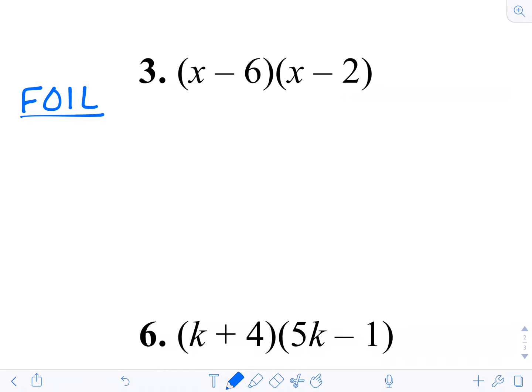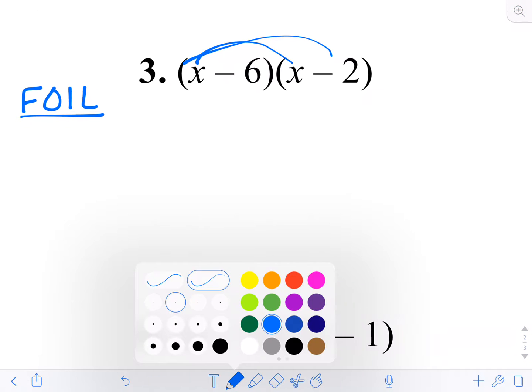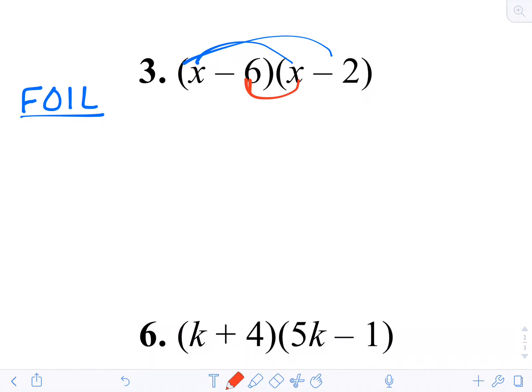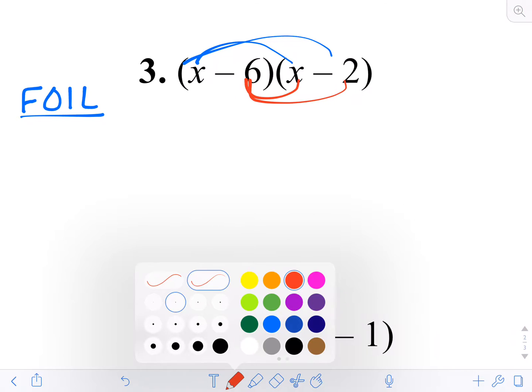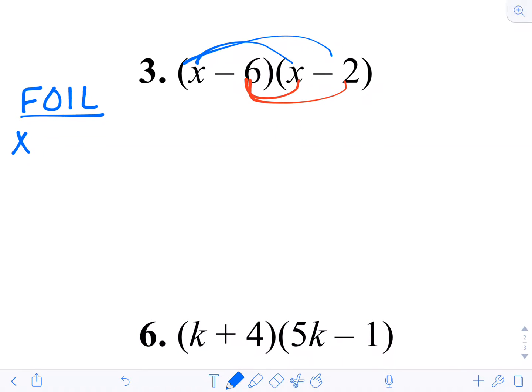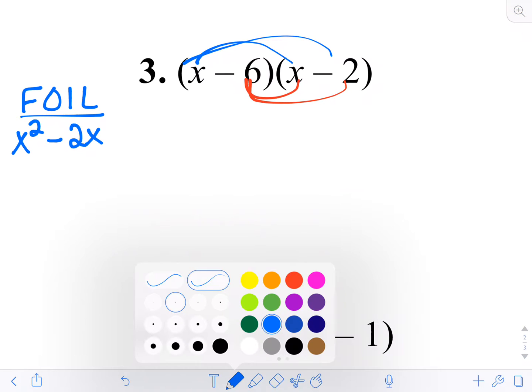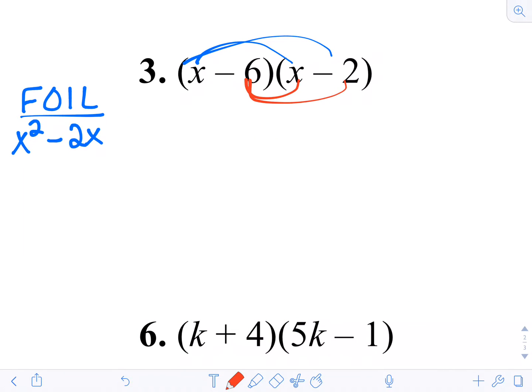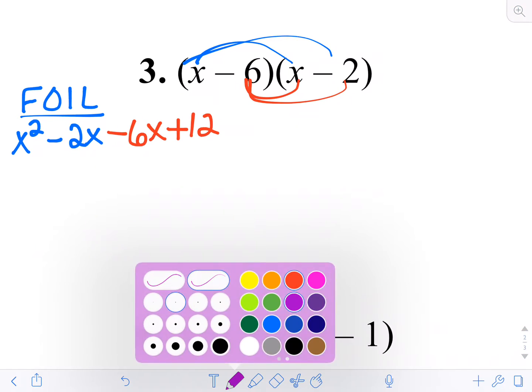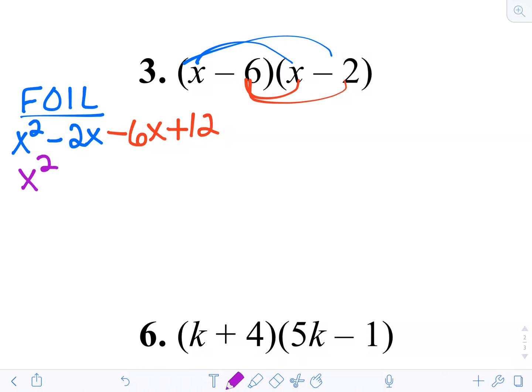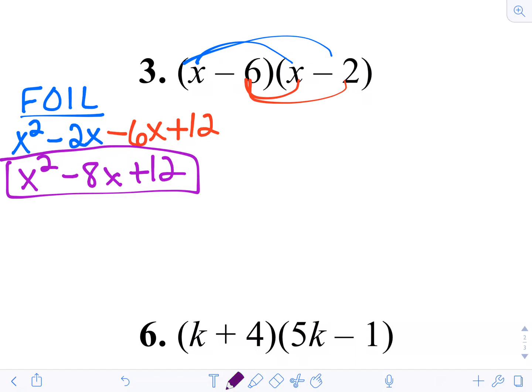Again, we're going to FOIL first. You're just distributing the x and then distributing the negative 6. With the x, x times x is x squared. X times negative 2 is negative 2x. Then negative 6 times x is just negative 6x. Negative 6 times negative 2 is a positive 12. Rewrite it combining like terms, so you have x squared minus 8x plus 12. There's nothing else you can combine, so that's your final answer.